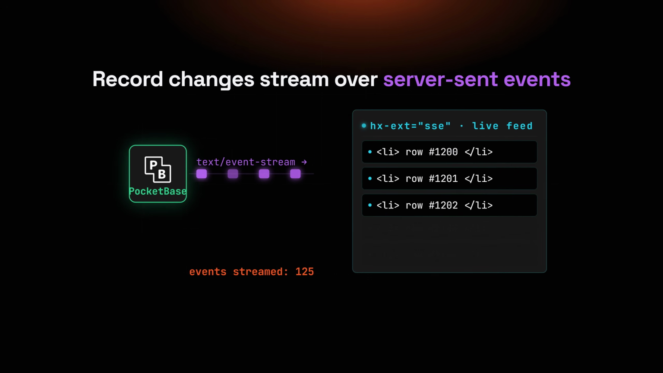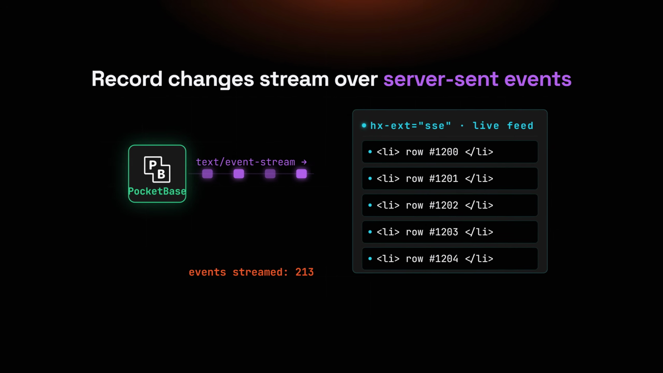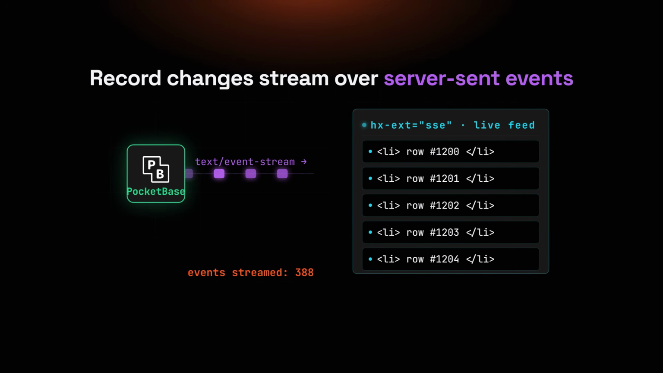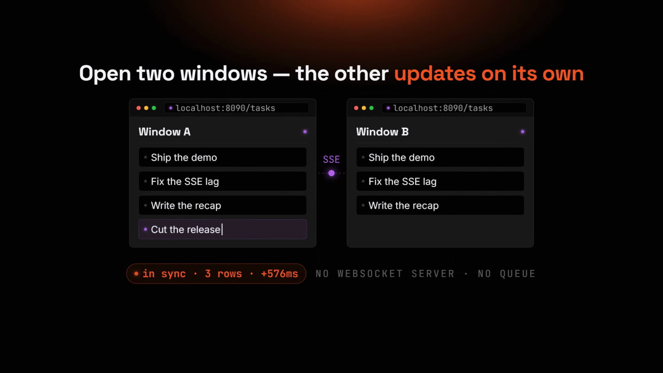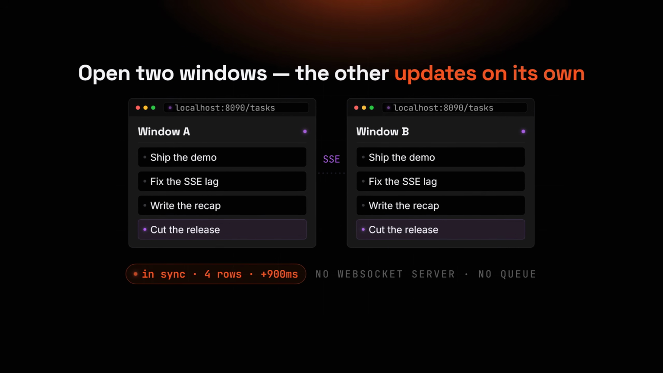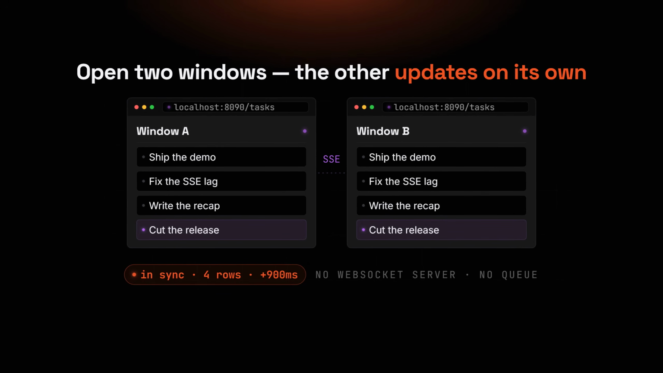Realtime is built in too. PocketBase pushes record changes to the browser over server-sent events, and HTMX has an SSE extension that listens and swaps the new HTML into place, a live feed with almost no client code to maintain. Open the app in two windows, add a row in one, and the other updates on its own a moment later. You did not stand up a WebSocket server or a message queue for that. The stream is coming straight from the same binary.